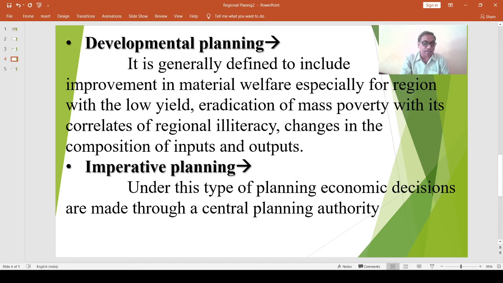Next type of planning is developmental planning. It is generally defined to include improvement in material welfare, especially for a region with low yield, eradication of mass poverty with its correlates of regional illiteracy, and changes in the composition of inputs and outputs.